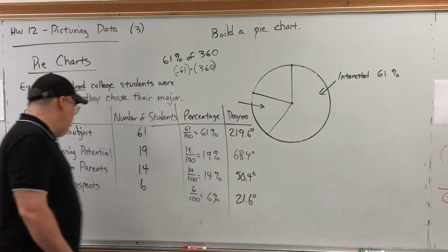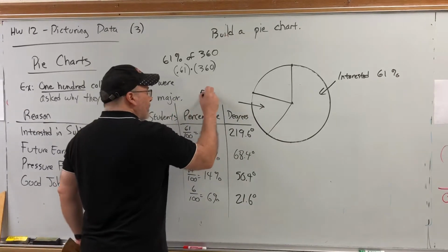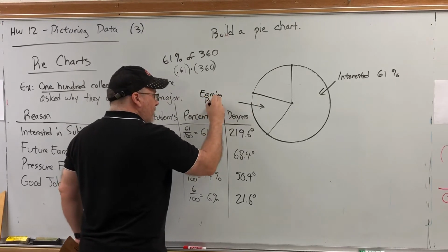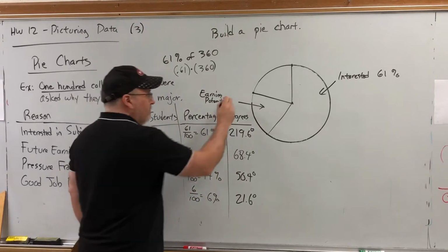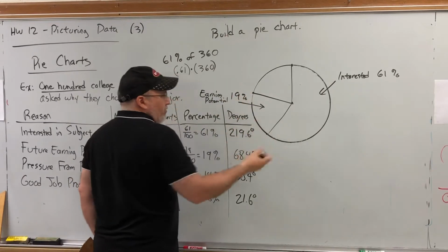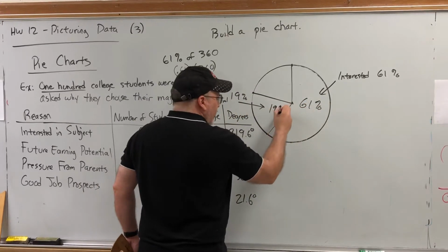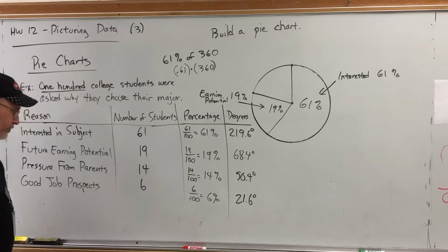So this slice represents earning potential. I wish I'd drawn the circle further that way. And that was 19%. You can also write the percents inside. There's a variety of ways that you can mark up a pie chart, but sometimes the slices are too small to write anything inside of them.